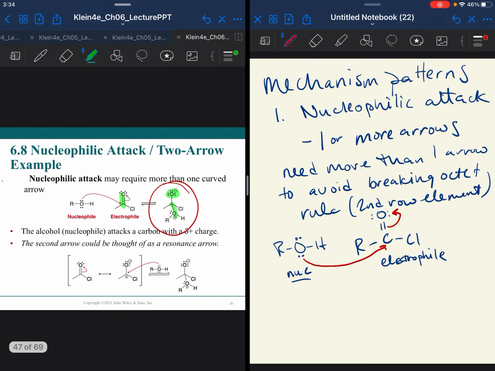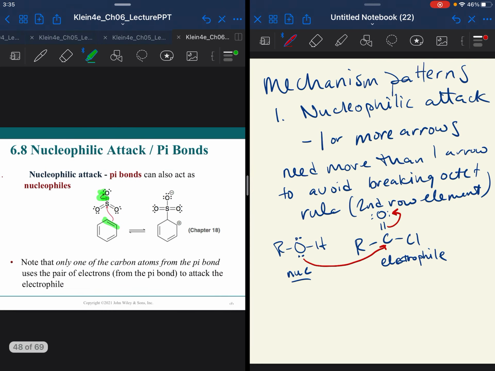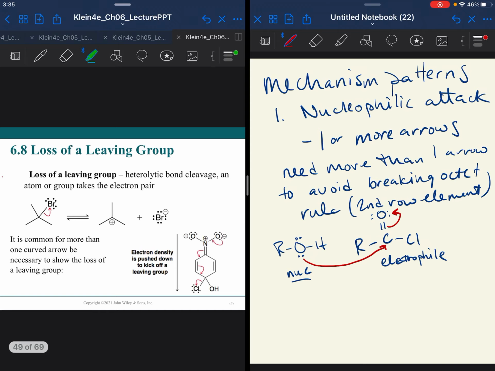Sometimes the nucleophile has a full charge and it's very obvious. Sometimes it is just a lone pair on an electronegative element. And sometimes the nucleophile is a pi bond set of electrons.